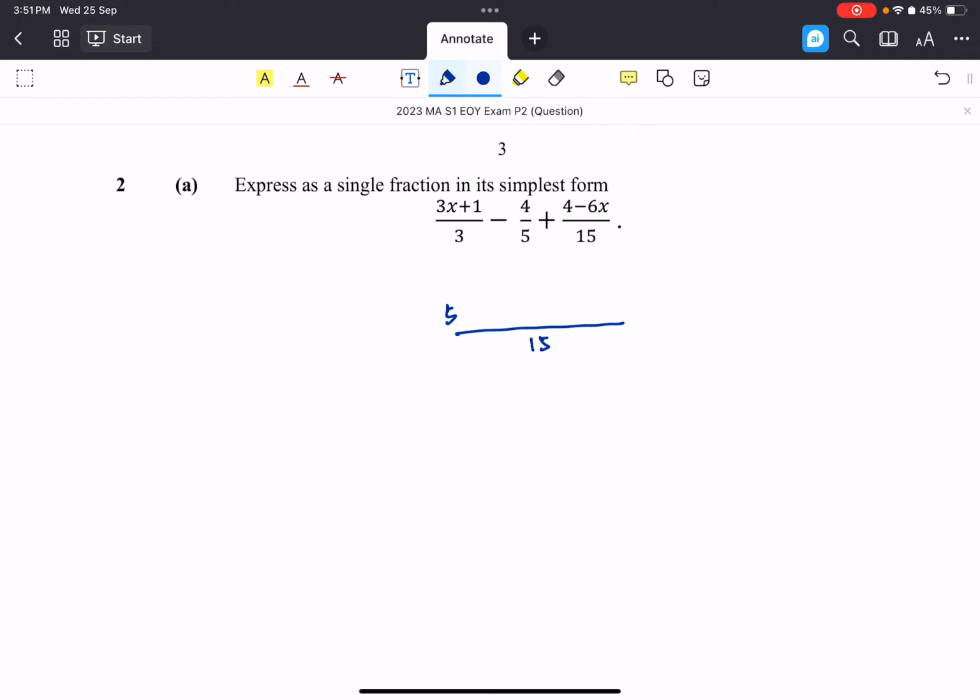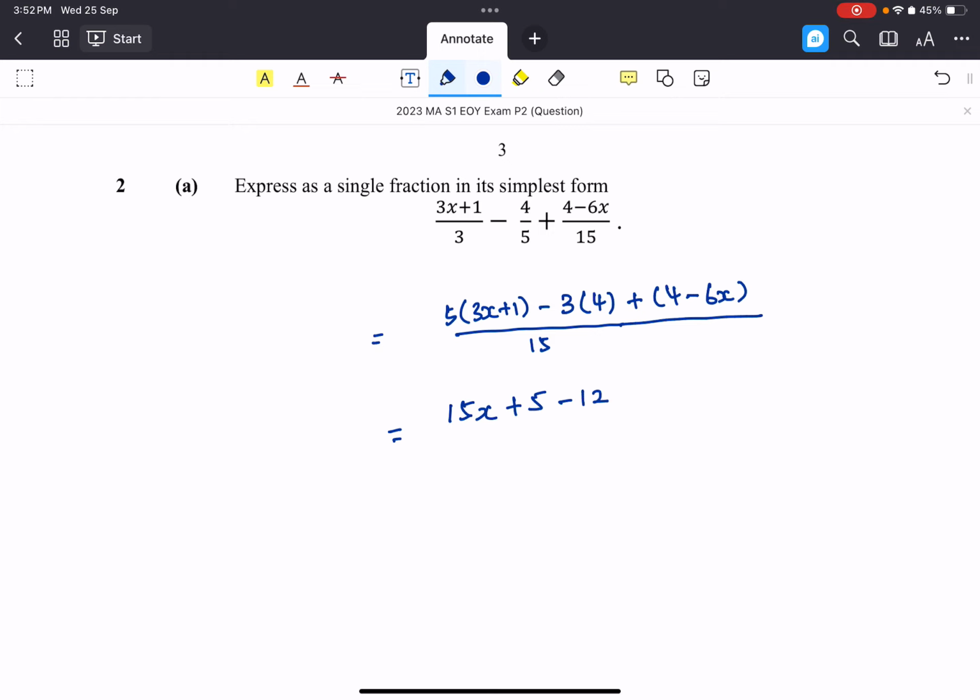So the first term over here, we have 5 multiplied by 3x plus 1, minus, not 4, 5, I need times 3. So 3 times 4, right? And then we have 4 minus 6x, right? This one doesn't change because it's actually just multiplied by 1. So we have that. Now we expand out 15x plus 5 minus 12 plus 4 minus 6x over 15, right?